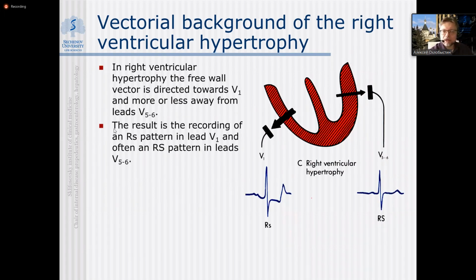What will happen if your patient will have hypertrophy of right ventricle? Well, some kind of equalization. There will be increase in the amplitude of R wave in right chest leads, for instance, in the first chest lead, and RS pattern with equal R and S in left chest leads, like this.